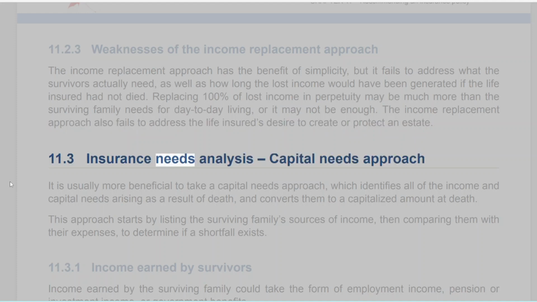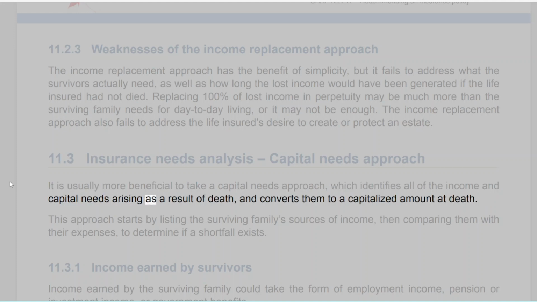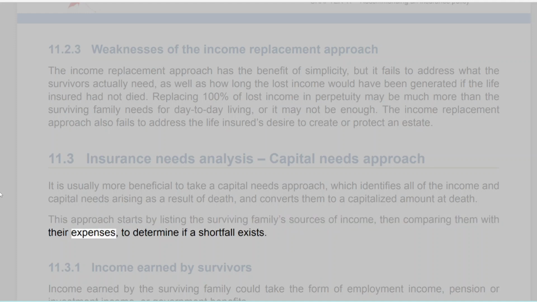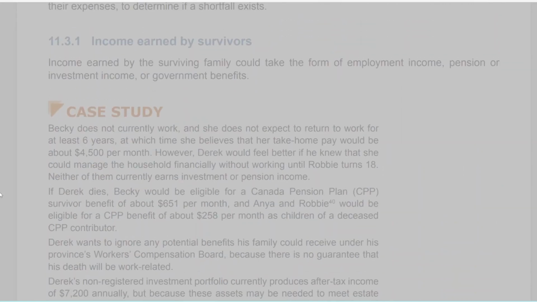11.3 Insurance Needs Analysis: Capital Needs Approach. It is usually more beneficial to take a capital needs approach, which identifies all of the income and capital needs arising as a result of death, and converts them to a capitalized amount at death. This approach starts by listing the surviving family's sources of income, then comparing them with their expenses to determine if a shortfall exists.